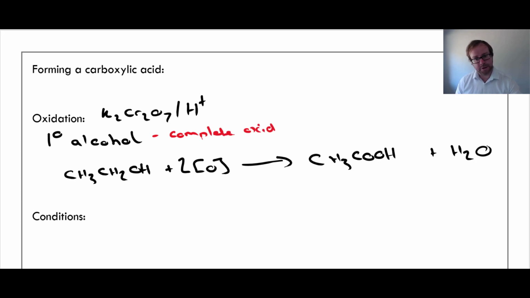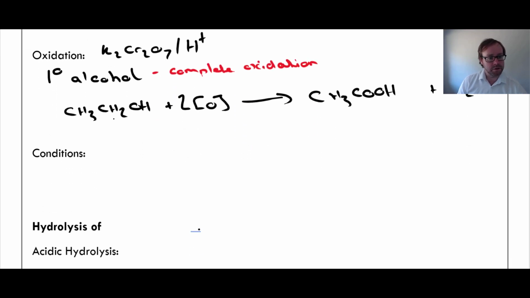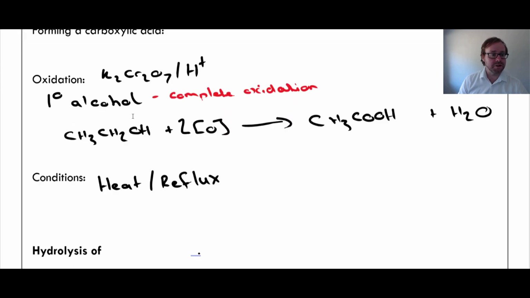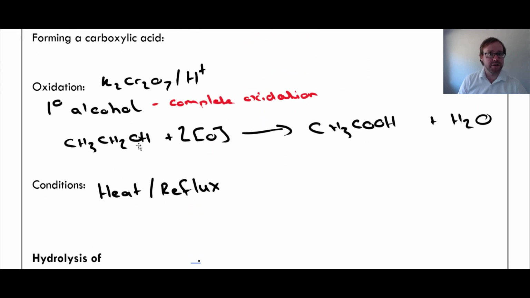I'm not going to go through this anymore because we've had lots of videos based on this. So complete oxidation. For this to happen, we need to warm or heat. Let's write heat, and reflux. Okay, so this is one method of forming a carboxylic acid, which I'm sure you've seen before in oxidation.